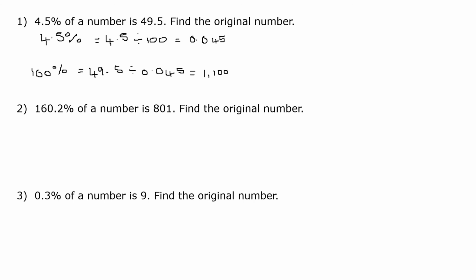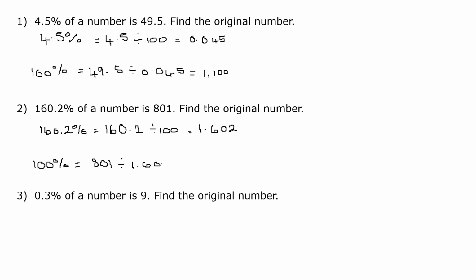So question 2, 160.2% of a number is 801. So let's turn our 160.2% into a decimal. So divide that by 100, and that's going to give us 1.602. And then to find our original number, we're going to do 801 divided by 1.602, and that will give us 500.